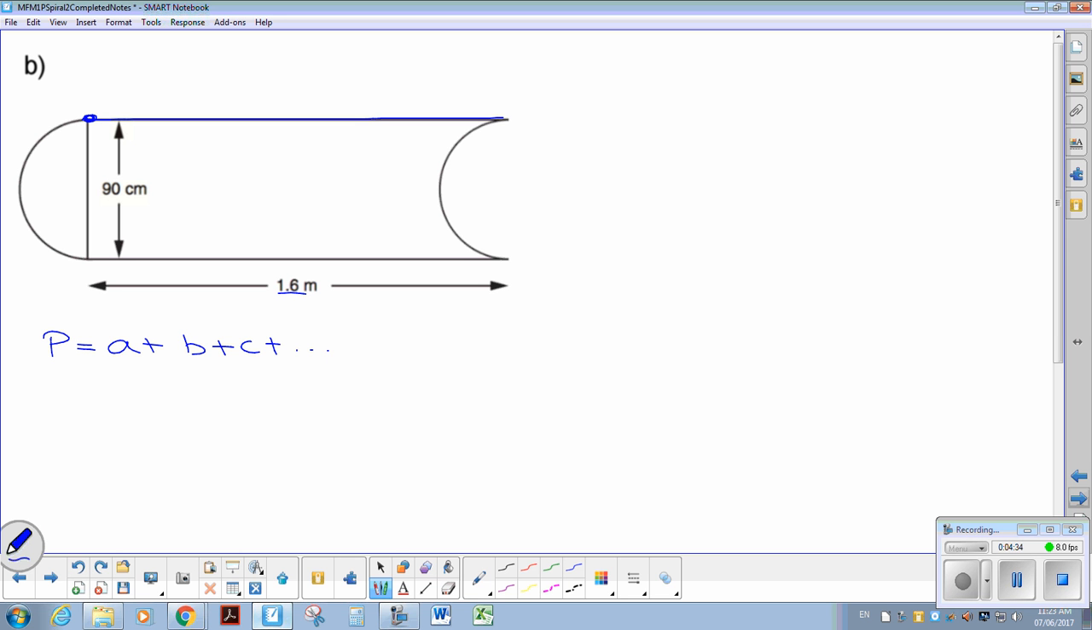Now I noticed the other measurements are in centimeters, so I've got to make a decision what I want to work in. It does not matter which one you choose. I'm going to work in centimeters. So this is 160 centimeters. So that first side over here is 160. Oops, I don't have to put the centimeters in here. Just 160 plus. Now we've got to figure out what this shape is.